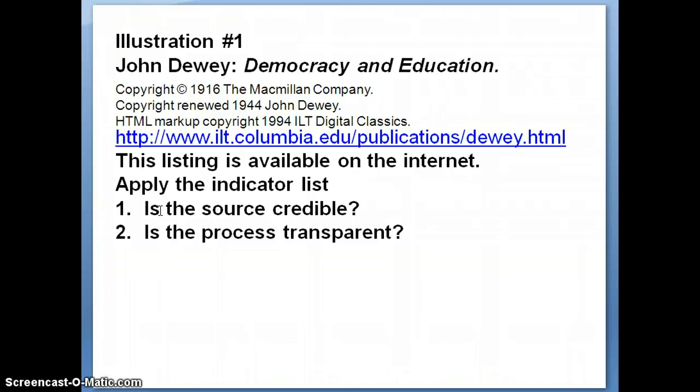Is the source credible? Well, yeah. Is the process transparent? I know who he is. They were very clear to tell me how the document ended up there, so I have all of the provenance that I need to identify that as a primary source document.